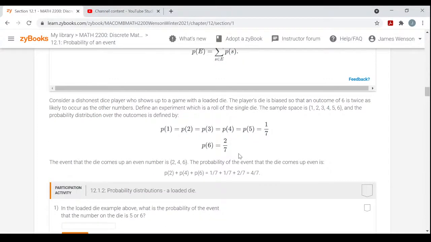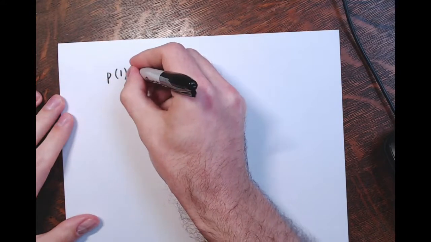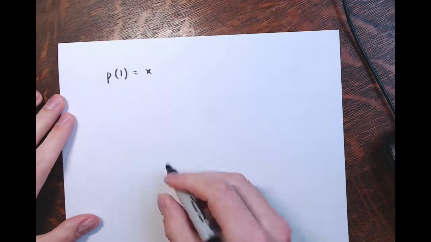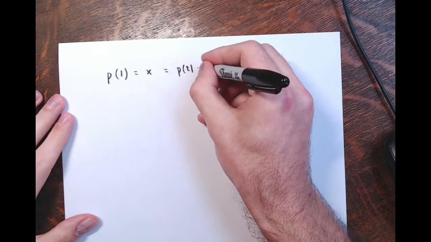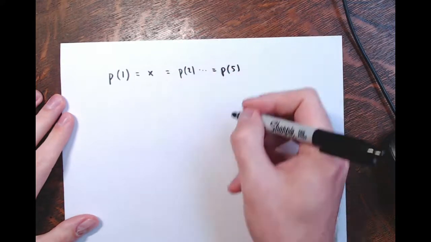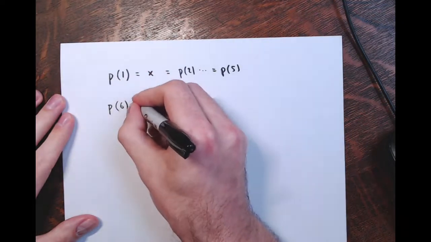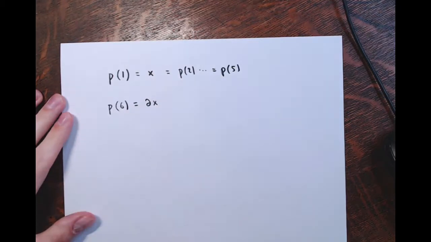So now again, the way you could figure this out, without them stating it for us, is to say the probability of rolling a 1 is x. Say you don't know what it is. And this is the same as the probability of rolling a 2 up to the probability of rolling a 5. And then they told you that the probability of rolling a 6 is double the probability of rolling any other number. So say 2x.